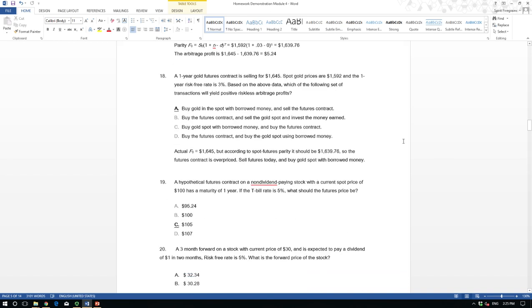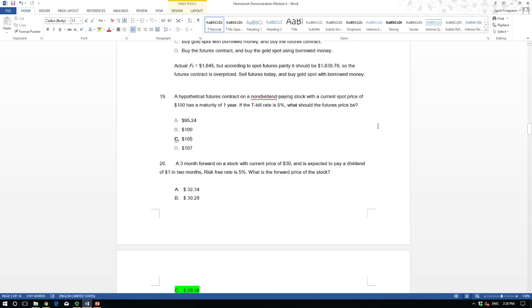Number 18, a 1-year gold futures contract is selling for 1645 and the gold price is 1592. Risk-free rate 3%. Which of the following sets of transactions will generate positive riskless arbitrage profit? So the first thing is to calculate the futures price based on spot-futures parity. Then you find the difference between the current price and your calculation, and you buy low, sell high simultaneously. So A is the best answer.